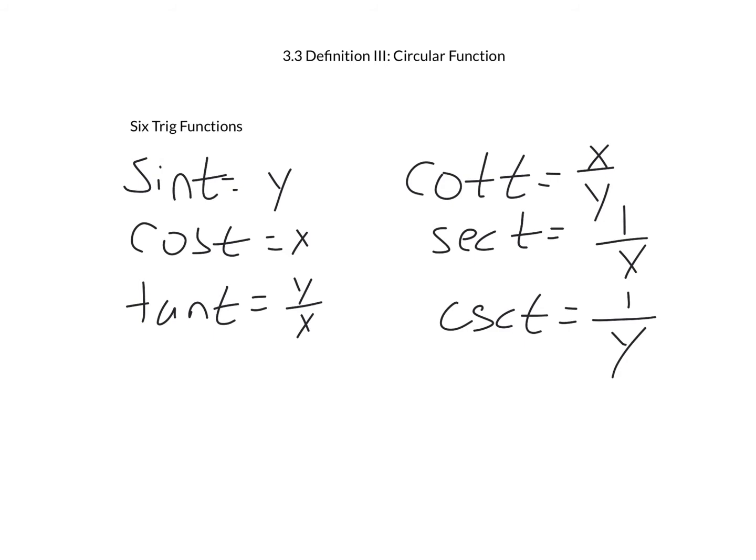x, cotangent t is equal to x over y, secant t is equal to 1 over x, cosecant t is equal to 1 over y. Keep in mind, some of these won't exist for certain values. Any of the ones that have a denominator of 0 won't exist. Cotangent won't exist anytime y is 0. Secant t won't exist anytime x is equal to 0. Cosecant t won't exist anytime y is equal to 0.